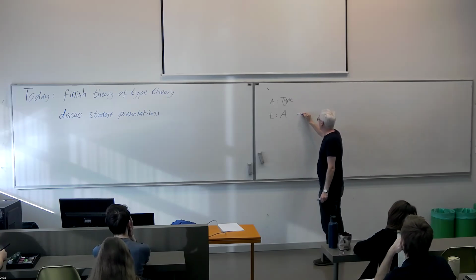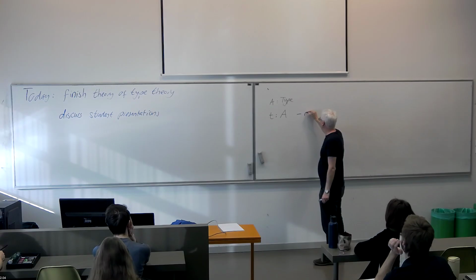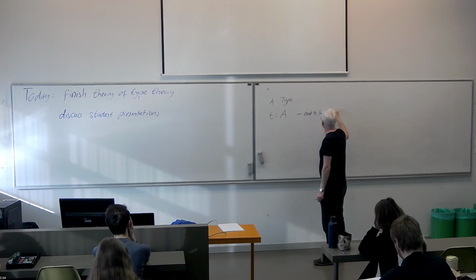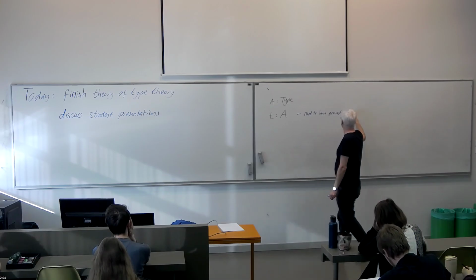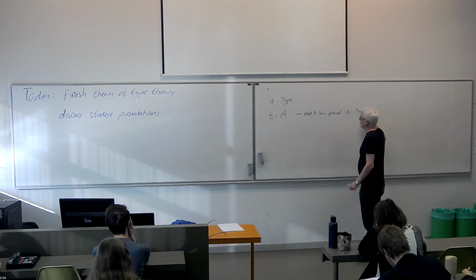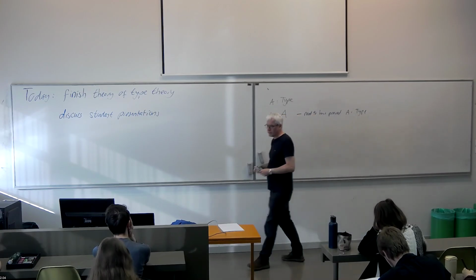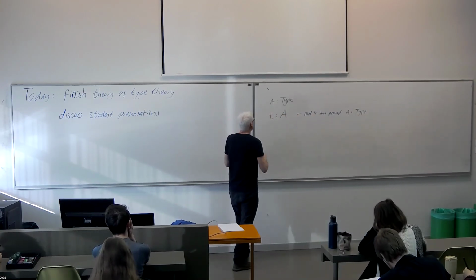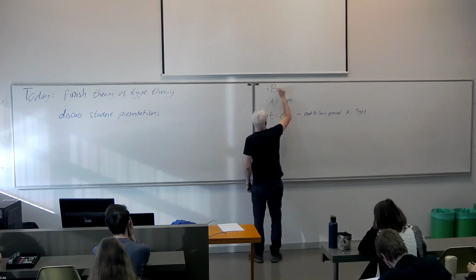So this, we need to have proved A. And in the way I've presented type theory, these are all our basic judgments, only these.